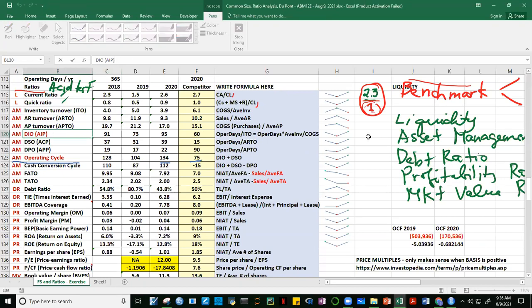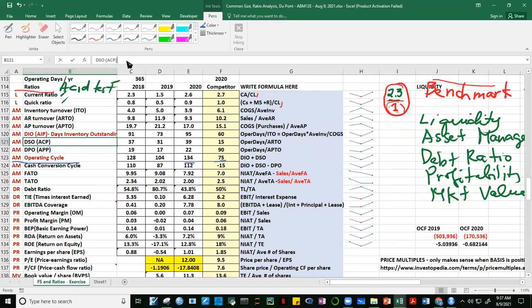Okay, here. Days inventory outstanding. This one, days sales outstanding. OS, guys, is outstanding. And this one, days payable outstanding. Or this one is average inventory period, average collection period, average payment period.